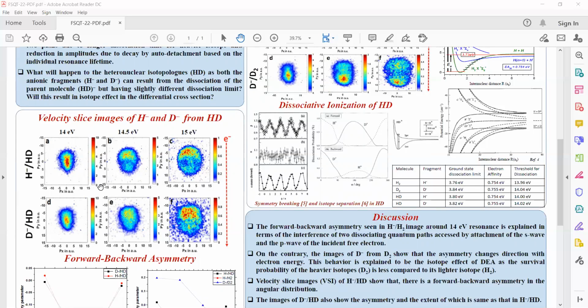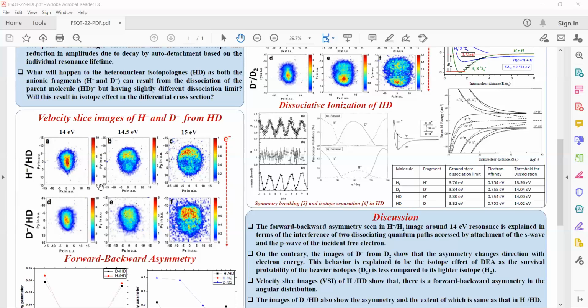To conclude, we have shown that the quantum coherence induced by single electron attachment in the homonuclear diatomic molecules H2 and D2, which results in inversion symmetry breaking, causes similar forward-backward asymmetry in both H minus and D minus channels from its heteronuclear isotope HD. The H minus and D minus channels not only show identical angular distribution with the same forward-backward asymmetry, but also have equal DA cross section.